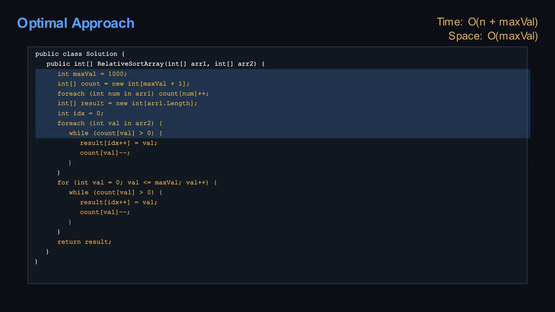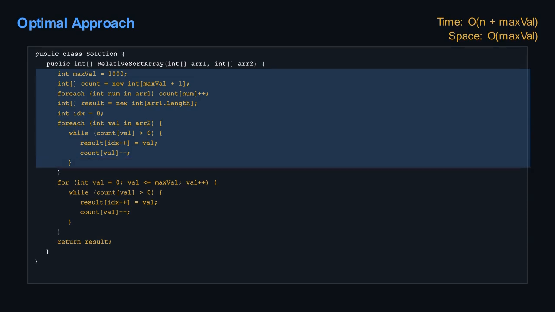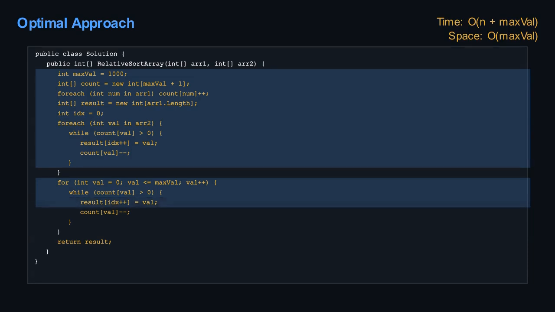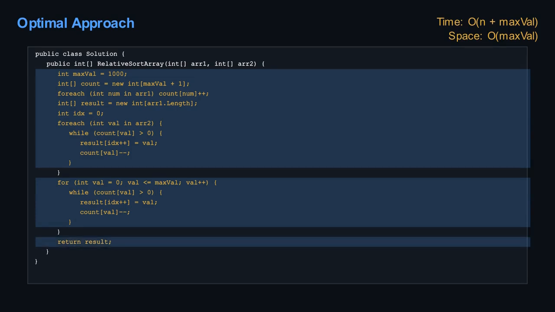We iterate through R2. For each number in R2, we append it to our result as many times as its frequency indicates in our count array, decrementing its count each time. Finally, after all elements from R2 are placed, we iterate through our count array from 0 up to the maximum possible value. For any number that still has a positive count, we append it to our result array until its count becomes 0. This ensures the remaining elements are added in ascending order.